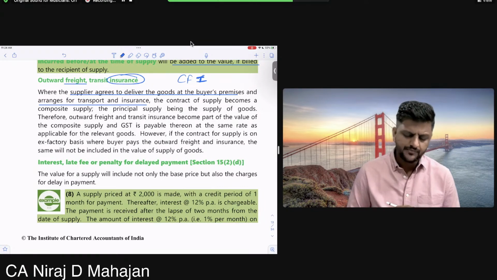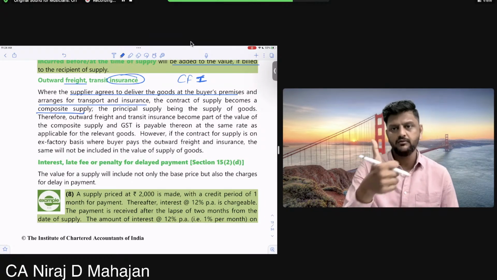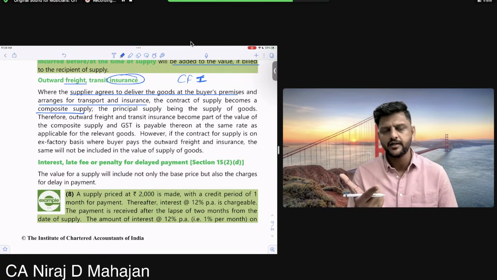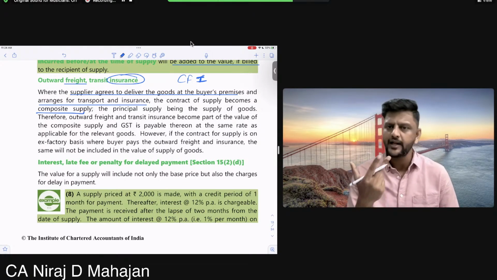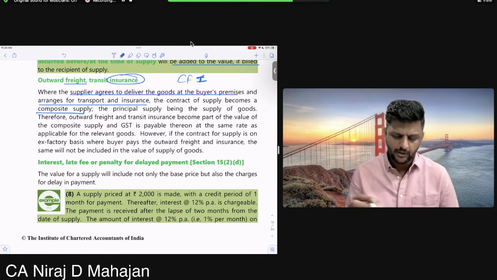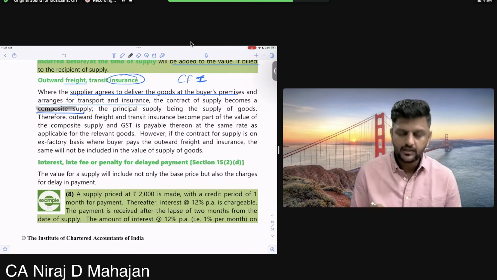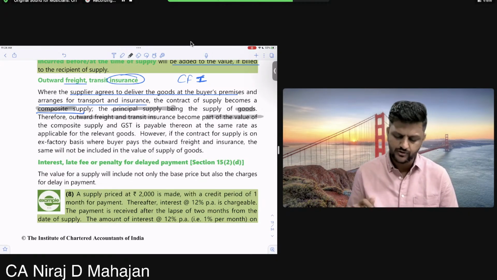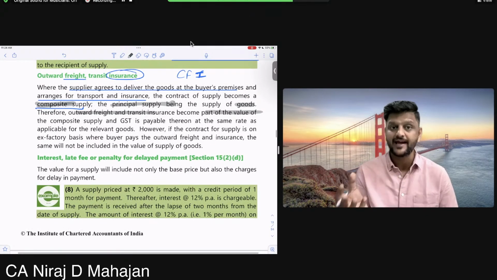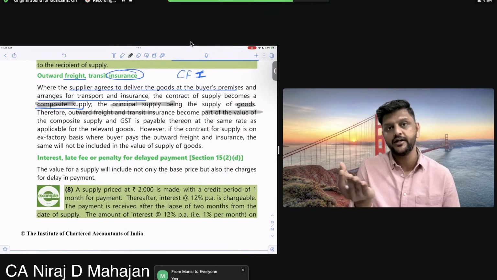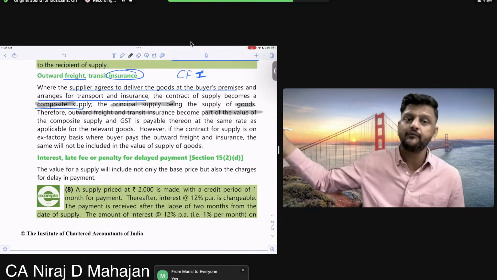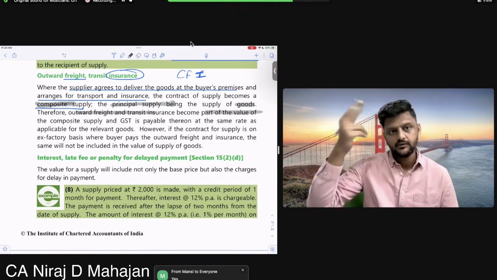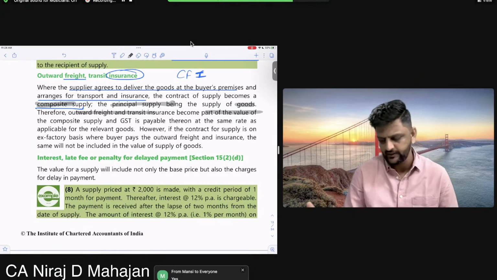The contract of supply becomes a composite supply. Main goods, then ancillary, others are what? Transport and insurance. Correct, Lilia? The principal supply, remember composite, naturally bundled together, the principal supply being supply of those goods. Therefore, outward freight and transport and insurance also become part of the value of goods. Okay, and they are also taxed at the same rate. Which rate? The rate of principal supply that we have already covered. Now the concepts are merging here and there, right?